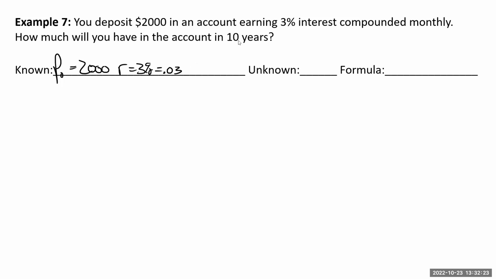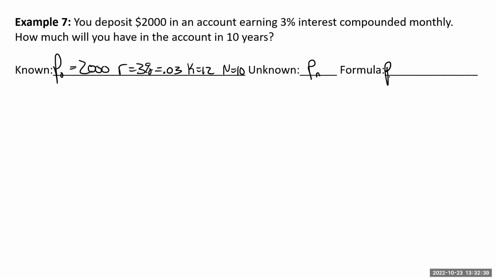Now it's telling us that it's compounded monthly. That compounded monthly is my K value of 12, and I'm doing it for 10 years. So N is equal to 10. What I'm looking for is the account balance. That's my P sub N, or in this case, it would be P sub 10.